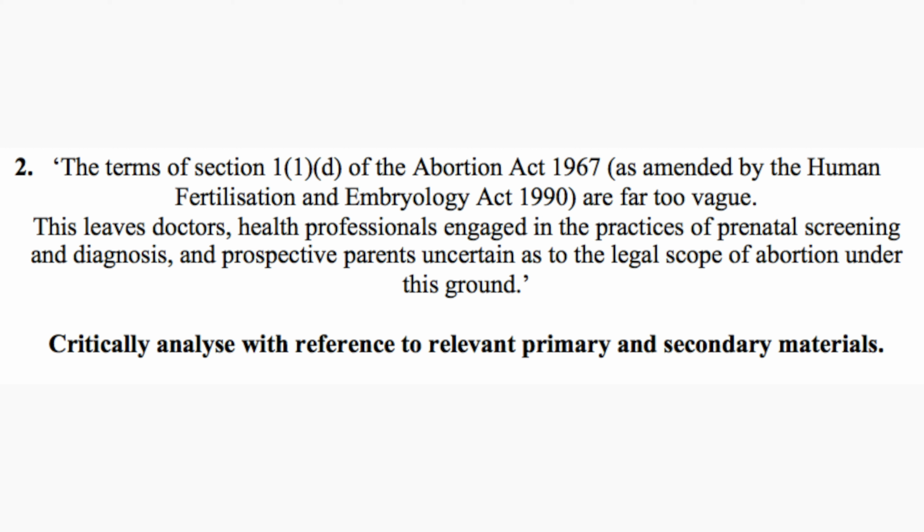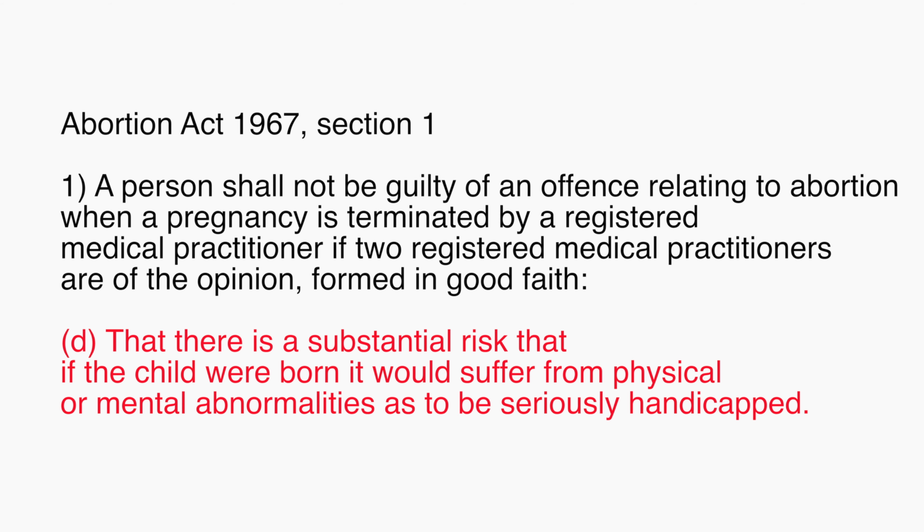So the new essay was: Section 11D of the Abortion Act is too vague and is causing doctor and patient uncertainty. So Section 11D is the fetal abnormality ground. I'll put sort of the law here on screen if you want to read it. And it says that abortions can be conducted up to basically birth if there is a serious possibility that the fetus will have a serious abnormality or defect, which means, you know, you can get an abortion for a child a week before it's meant to be born and it's in full term because it has something quite minor like, you know, Down syndrome or whatever.